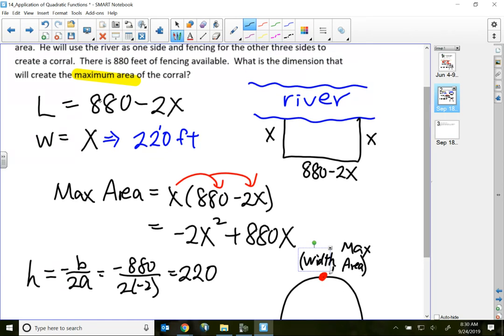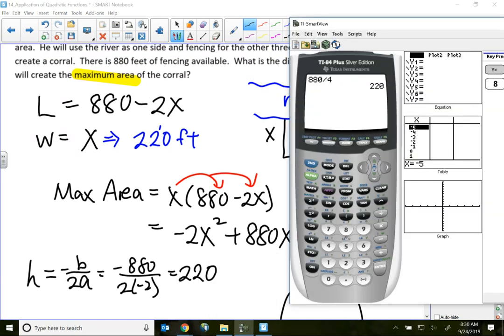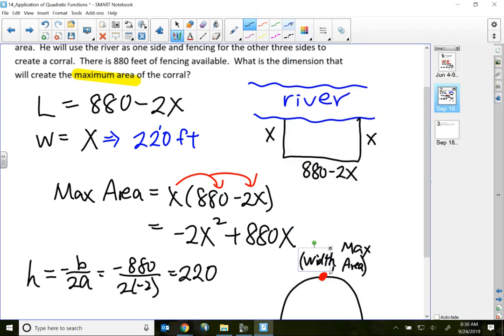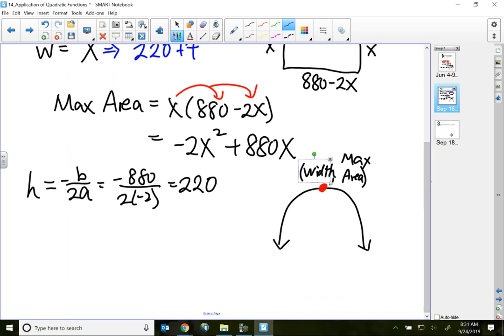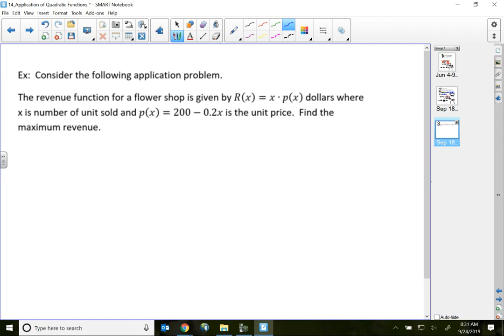So I'm going to just plug it back in here and say 880 minus 2 times 220. That'll give me 440. So my length that will create the maximum area is 440 feet. So these two are my dimensions. If I multiply these two, that will give me the maximum area. Or I can plug 220 back into the function, like I showed you before how to find k, to find the maximum area. All right, draw a picture, it helps.